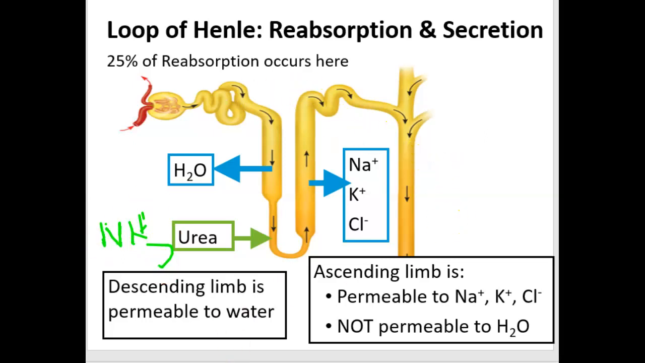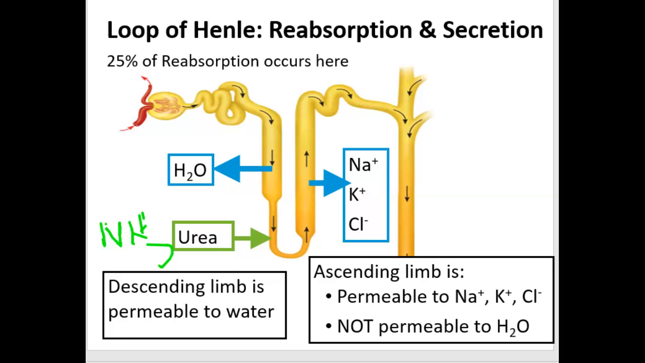All right, so the descending limb of the loop of Henle is permeable to water, but not to any ions. And it's only permeable to water in this thick portion, but you don't have to worry about that. I don't need you to know that detail. The ascending limb is permeable to sodium, potassium, and chloride ions, but it is not permeable to water. So you might ask, why does this occur?